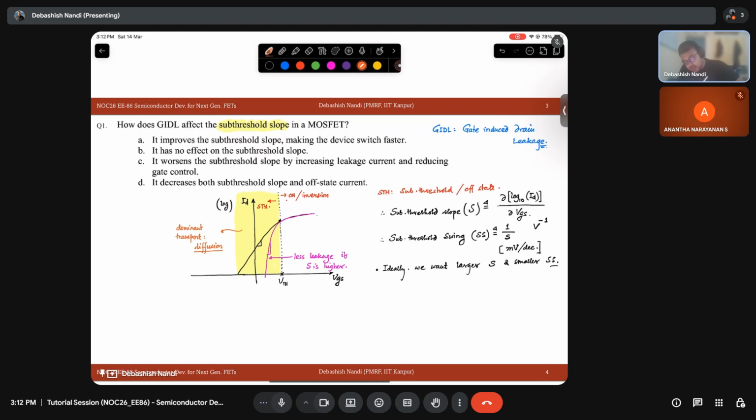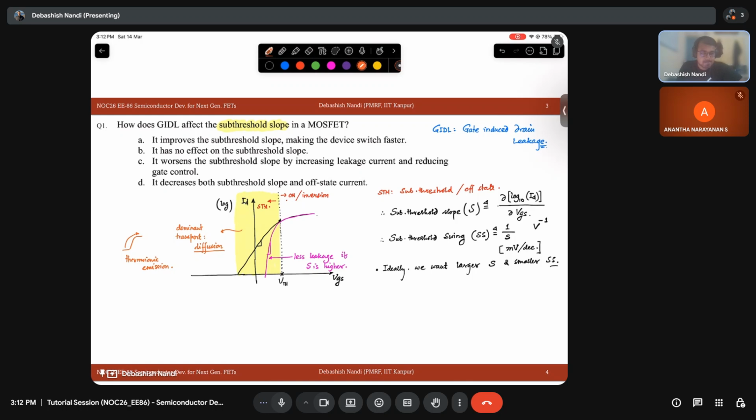Diffusion current is basically, as we have told you, the over-the-barrier current or thermionic emission. That follows a voltage dependency of exponential nature. That is how in log scale you get a straight line. That is why you are taking that slope, it is the subthreshold slope. And subthreshold swing is just the inverse of that.